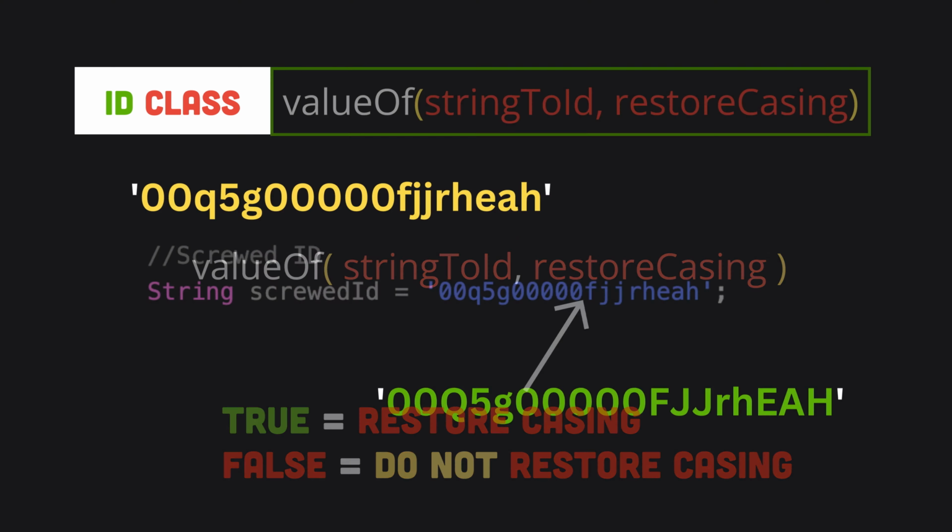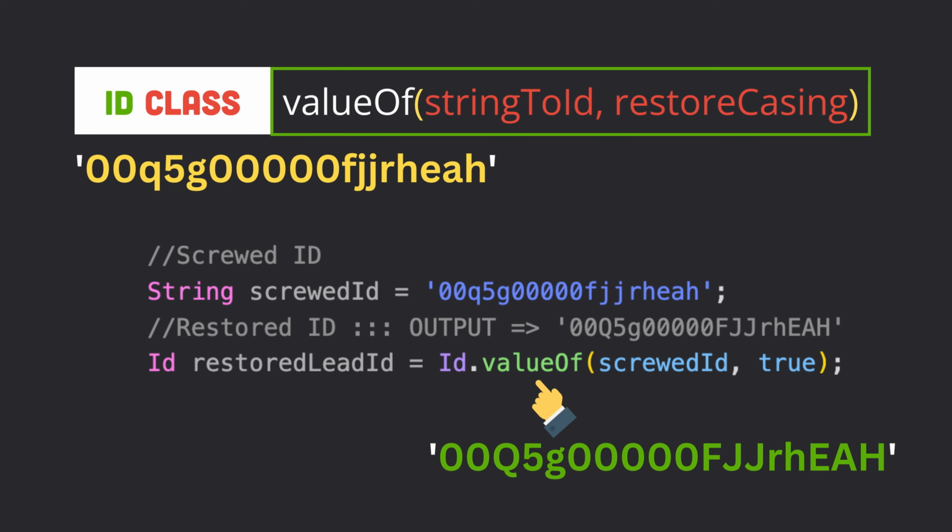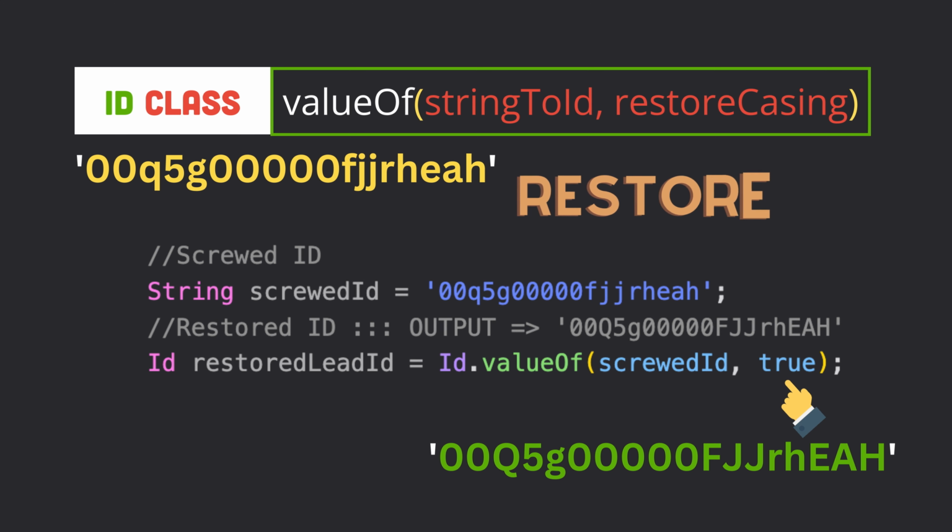Let's look at the code. Here we have an ID that is screwed. Now we use the valueOf method of an ID class and pass the ID as the first parameter and true as the second parameter in order to restore the casing. As a result, we get the restored ID.